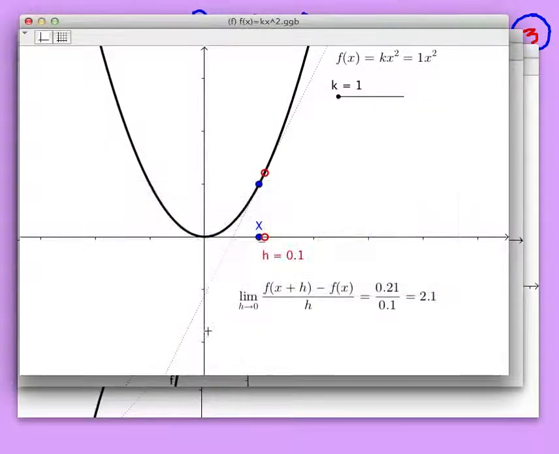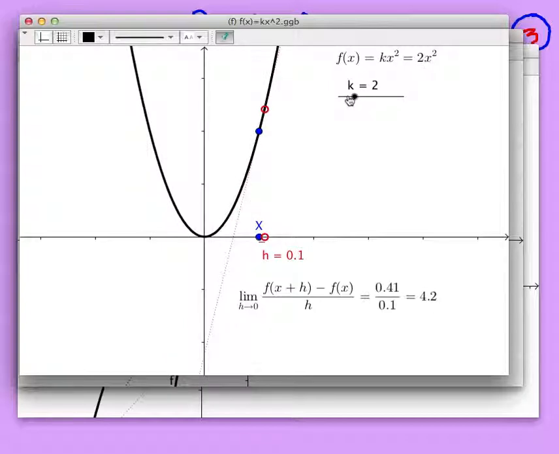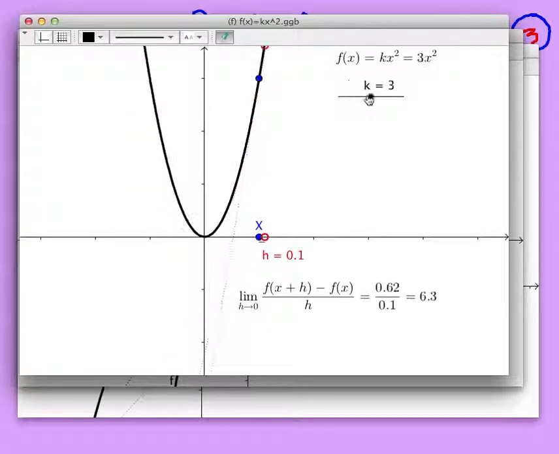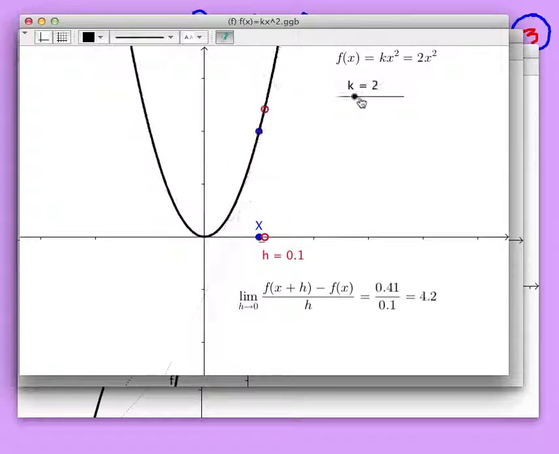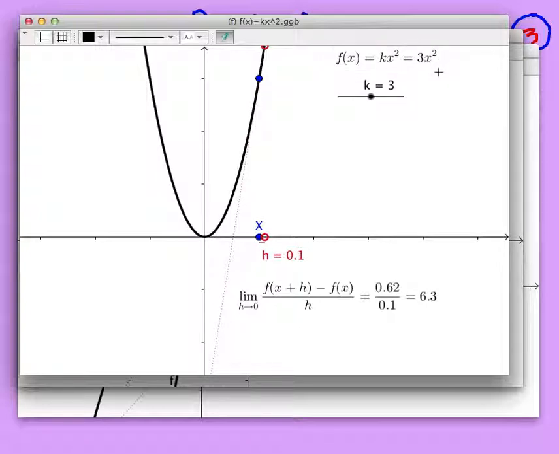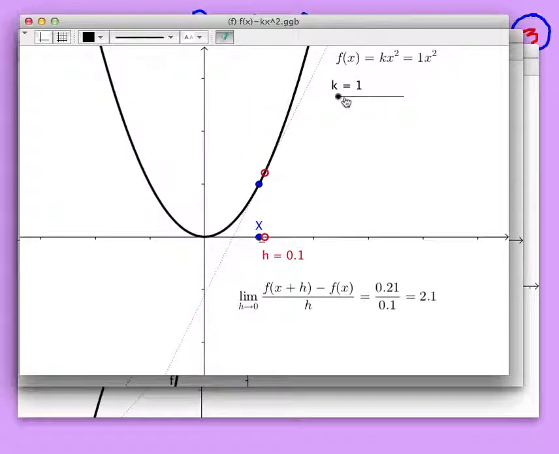And we now want to start looking at what's going on with the coefficients. Right? So here's my x squared function. How does the derivative change? How does this derivative function change if instead of having 1x squared I have, say, 2x squared? Or if I have 3x squared, or 4x squared? What's going on with this pattern in our derivative functions when the k, the coefficient in front of our power, is changing? Right, so let's put this back at k equals 1.